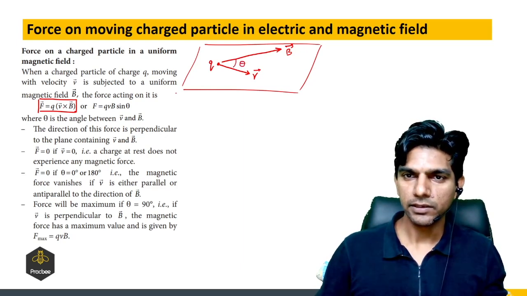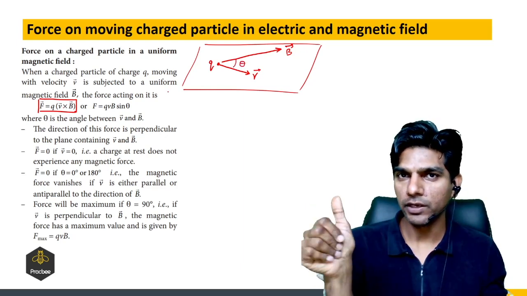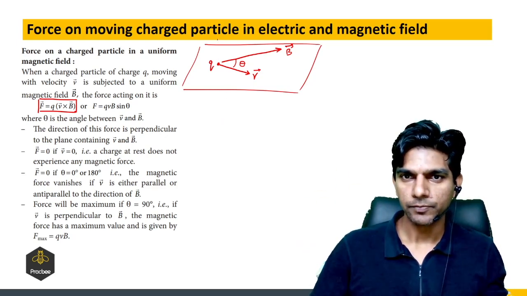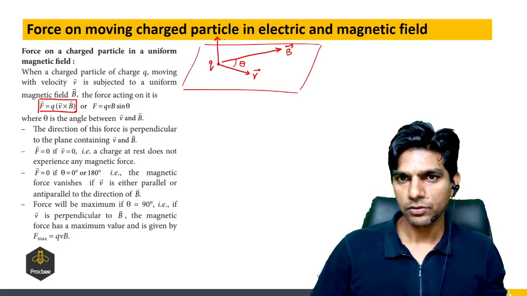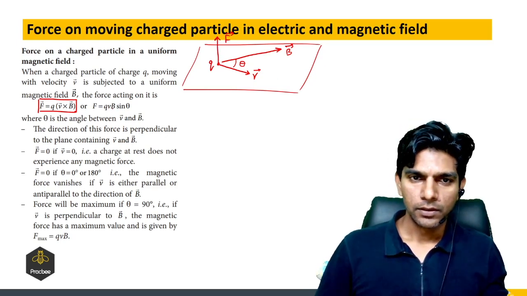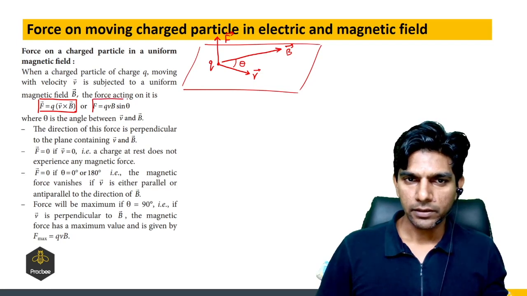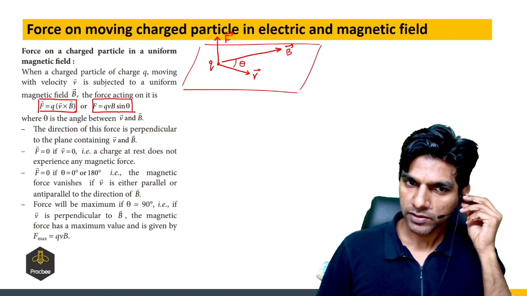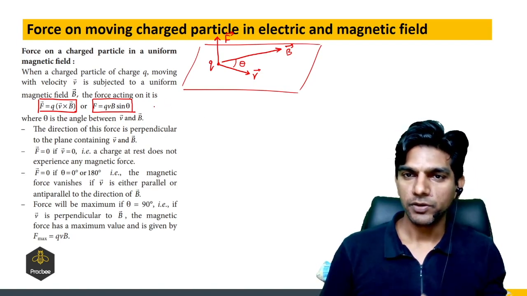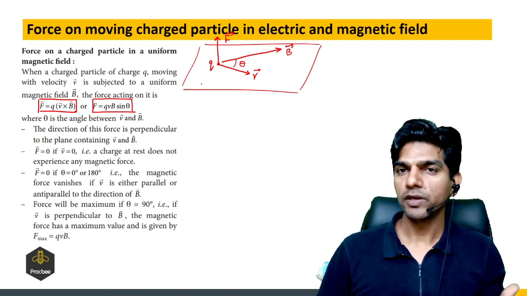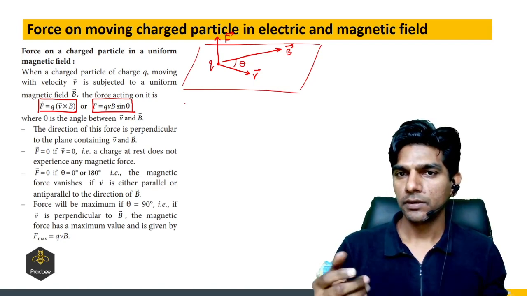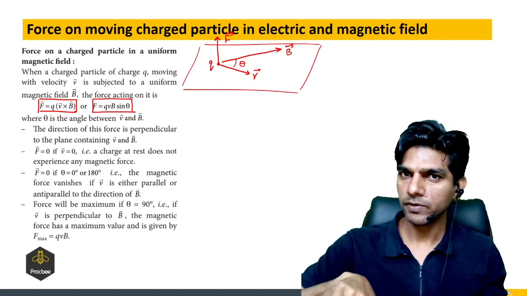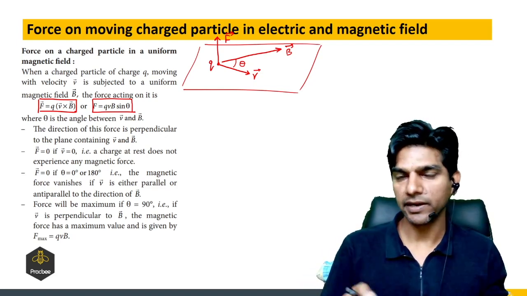If this is the angle theta, so if you curl your fingers from V to B, the thumb will give you the direction of the force in case of a positively charged particle. So this is the direction of force. And in scalar notation, or if you want to find the magnitude of this force, it will be Q V B sine theta, and theta is the angle between the V vector and the B vector. And if we have a negatively charged particle, then the direction of the force will be opposite to this. It will be opposite to V cross B, right? From V cross B, you can find the direction of the force for a negatively charged particle.